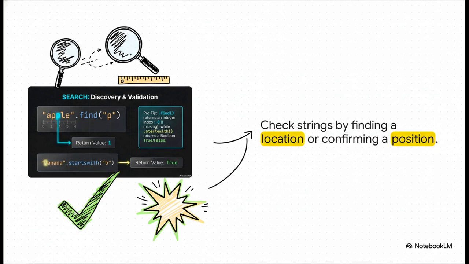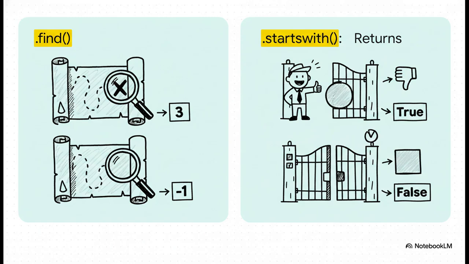But below that, .startswith on banana is asking a totally different question. It's asking, does this string begin with a B? And the answer isn't a location, it's just a simple, straightforward true. And that right there, that's the key difference. You use .find when you need to know the location of something. And if it's not there, you'll just get back a -1. You use .startswith when all you need is a simple yes or no answer to check if your string is formatted the way you expect.